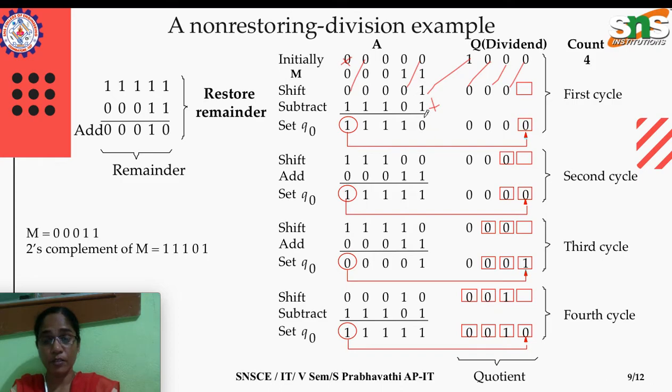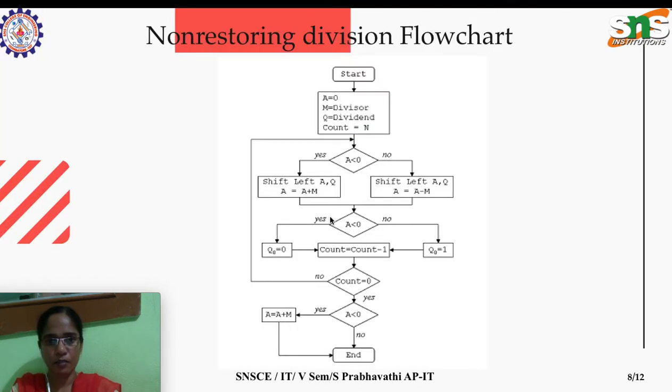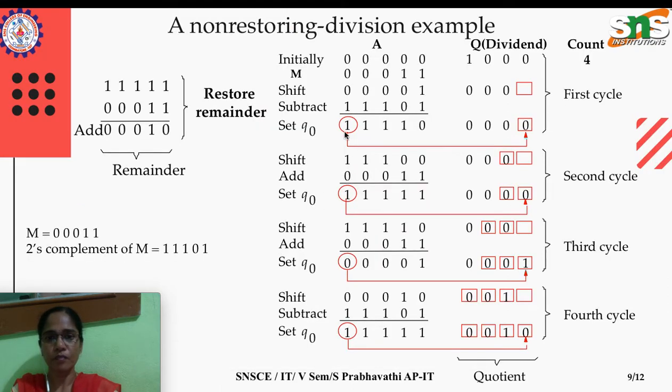So 1 plus 1 is 1 0, so carry is 1, sum is 0, then 1, carry 1, then 0 plus 1 is 1, 0 plus 1 is 1. Now you are checking the accumulator. Here the MSB of the accumulator is 1. So 1 means, in the flow chart, if it is negative, the quotient is 0. So q naught is 0.